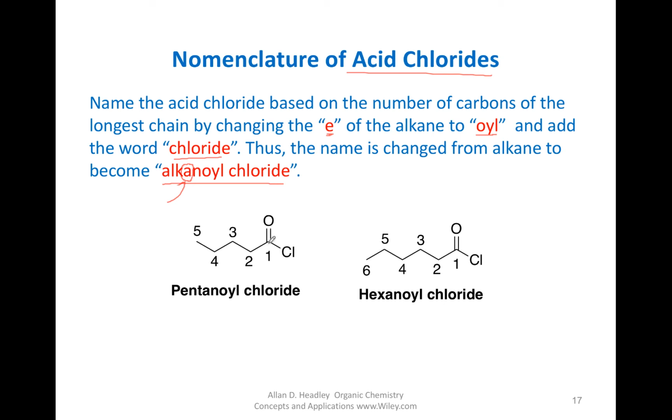So in naming acid chloride, of course now we know this carbon is a carbon of importance in naming. So we start here by giving this number 1, and we find the longest chain. The longest chain here has 5 carbons, so we know it's going to be pentane as a starting point. We change the E to oil, and we add the word chloride, so the name becomes pentanoyl chloride. Here's another one. 6 carbons, hexanoyl chloride.